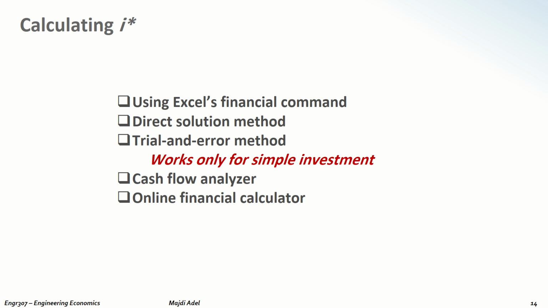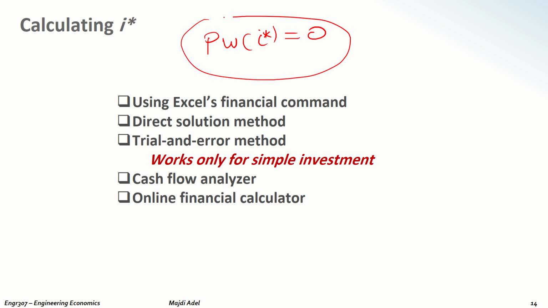Now, to calculating I star. How to calculate I star? There are different methods to calculate I star. And remember that we can calculate the internal rate of return from this equation, the break even. It's the rate of return that makes the present worth equal 0. So we can solve it using this equation.